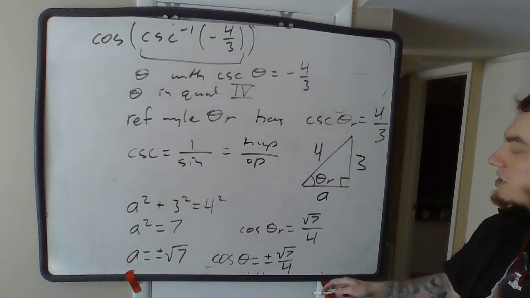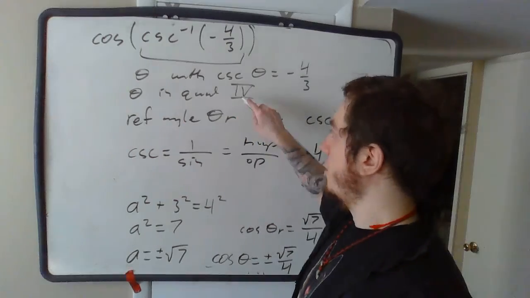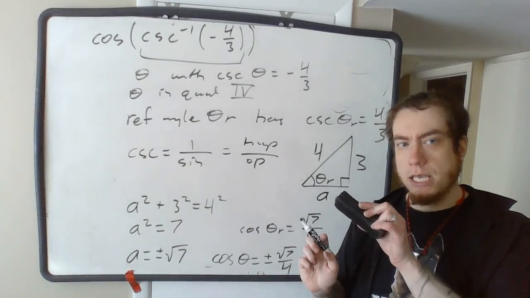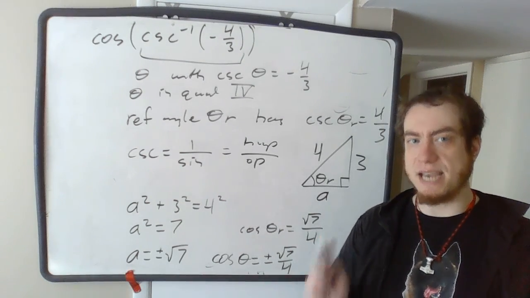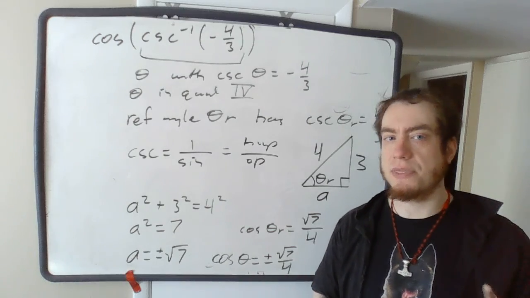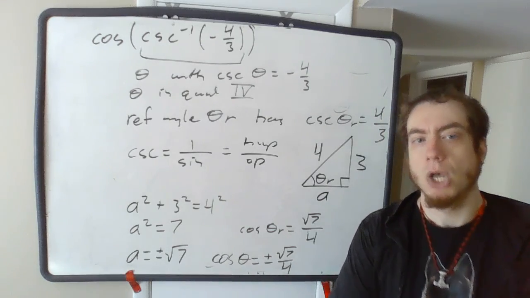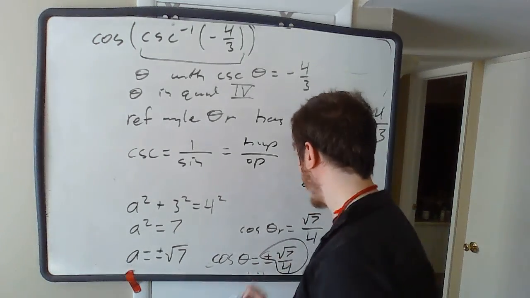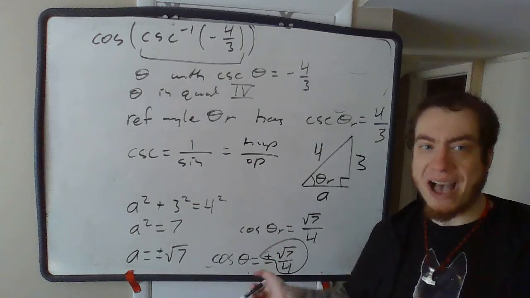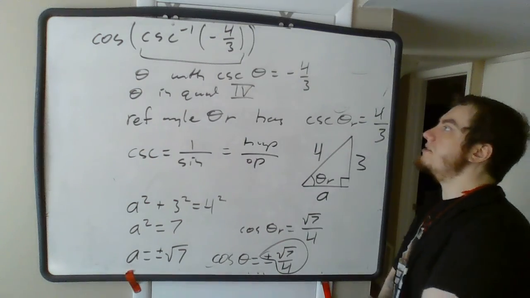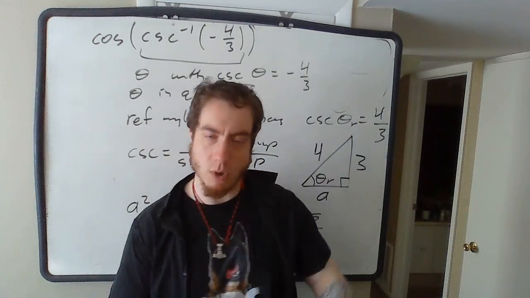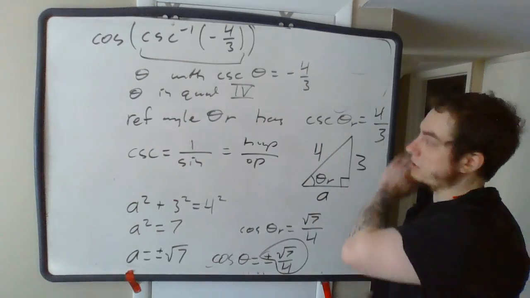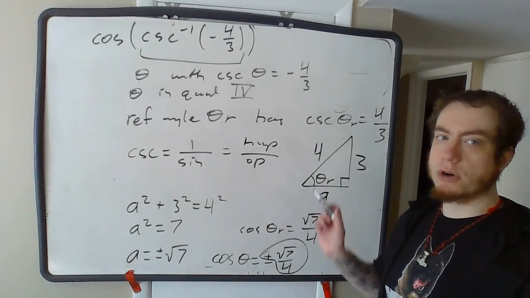Now, do I want to do positive or negative? Well, theta is in quadrant 4. So here's the question you want to ask yourself. Is cosine positive or is it negative in quadrant 4? Take a minute and think about that. Okay, so the answer is that cosine is positive in quadrant 4. And so we take the positive value here. So all of this is going very similarly to what we were doing when we were just talking about the inverse sine and the inverse cosine. We are still just building the triangle and then working through it this way.